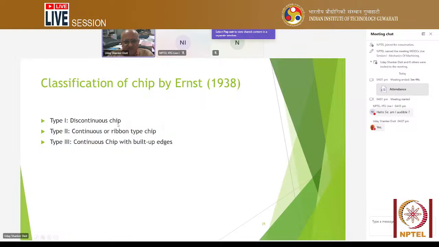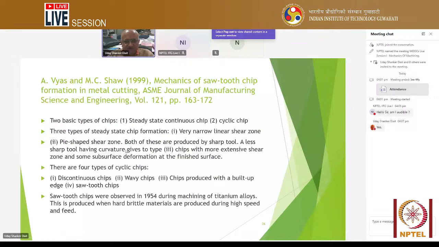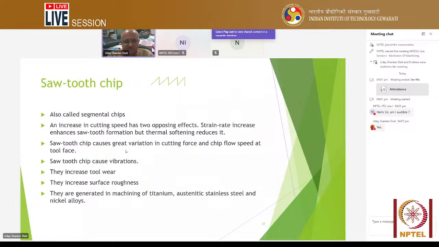Then classification of chip by Ernst. Type 1 is discontinuous, type 2 is continuous or even type, and type 3 is continuous chip with built-up edge. And so we are talking about a sawtooth chip formation.